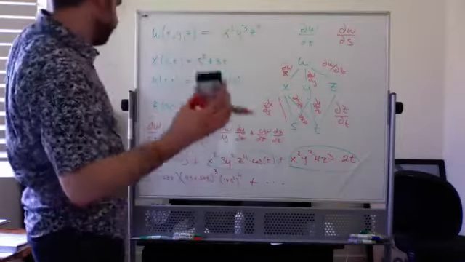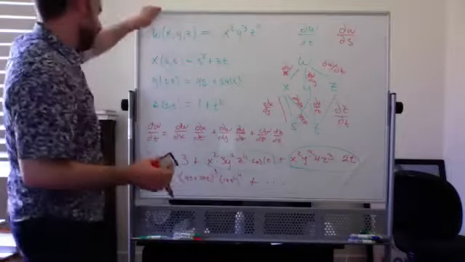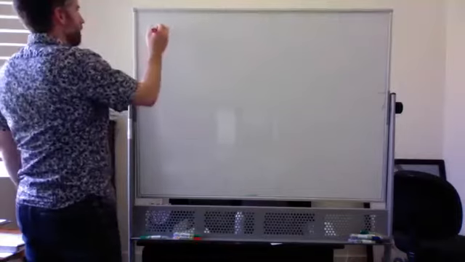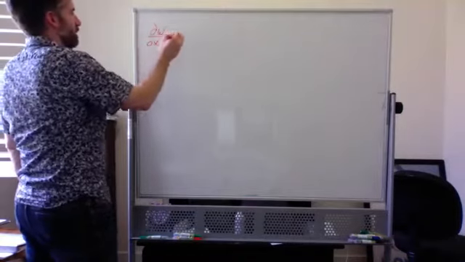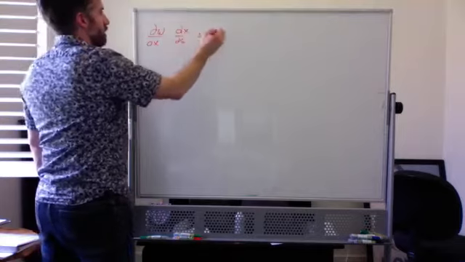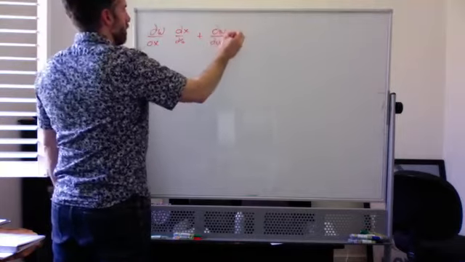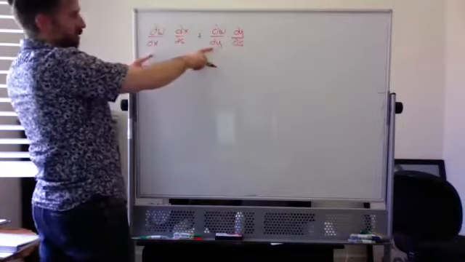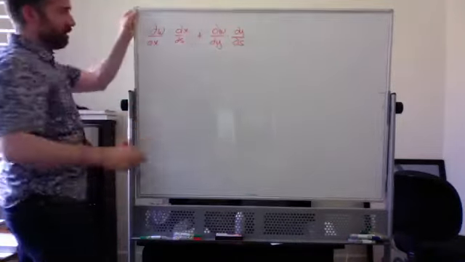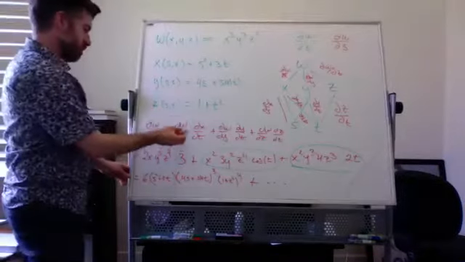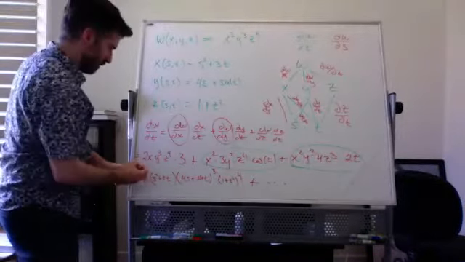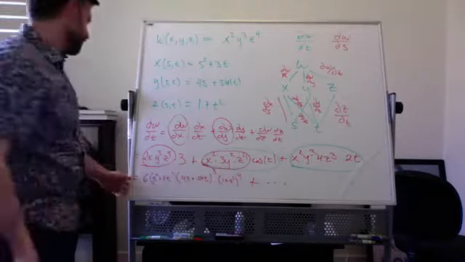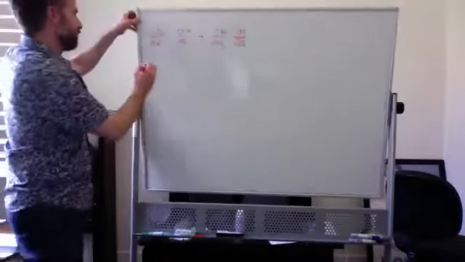So del w del x times del x del s plus del w del y. So these first two parts are actually the same, right? The del w's with respect to x and y, those are the same as they were before. That's still this part here and this part here. So it's 2xy cubed z to the fourth.